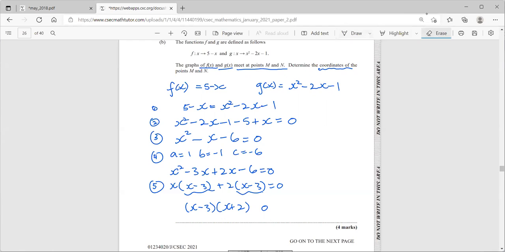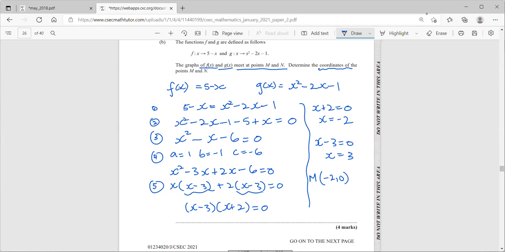That's our y value. So we already know our y value is 0. It's just for us to find our x values. So when our y value is equal to 0, x plus 2 is equal to 0, our function is equal to 0, x is now equal to -2. And then x minus 3 is equal to 0, x is equal to 3. So we can say m, the coordinate m, could be -2, 0, and the coordinate n could be 3, 0.